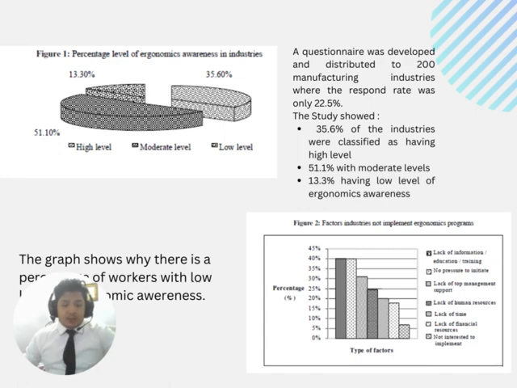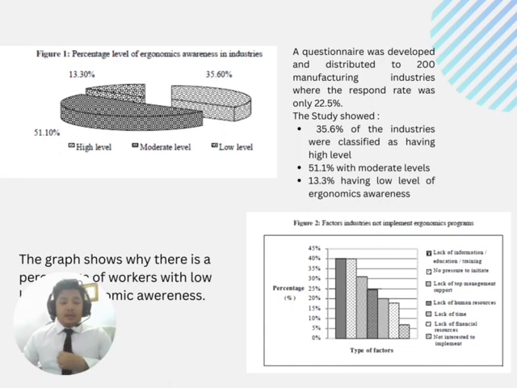Here it is taken from an article that a questionnaire was developed and distributed to 200 manufacturing industries, where the response rate was 22.5%. Here we can see that the majority of the respondents are classified as moderate levels, and some of them are also having low levels of ergonomic awareness. Why does this happen? This happens due to the lack of responsibility from the employers to train or to implement ergonomic awareness towards their employees.